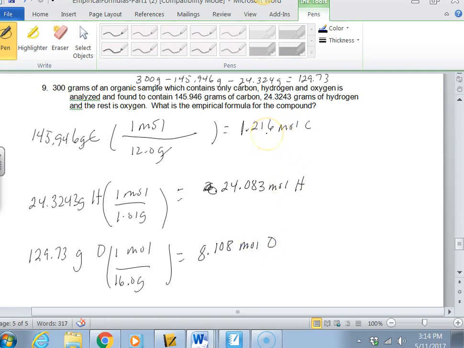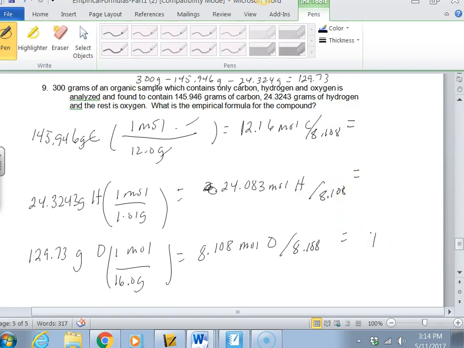This number up here is not right. 145.946 divided by 12. This is 12.16 moles of carbon. Then divide by the smallest, which is the oxygen, 8.108, 8.108, and 8.108.